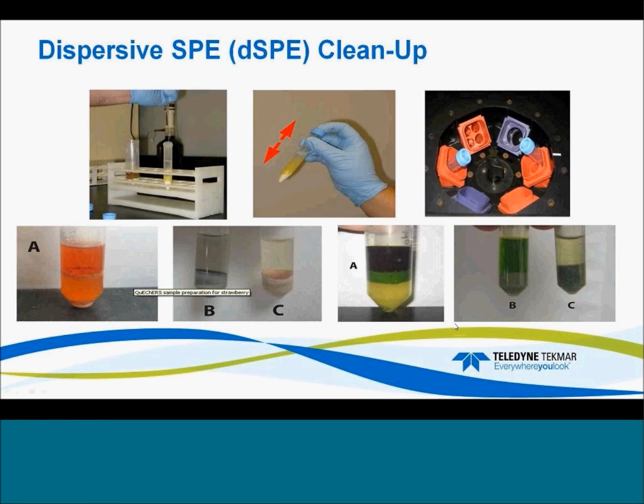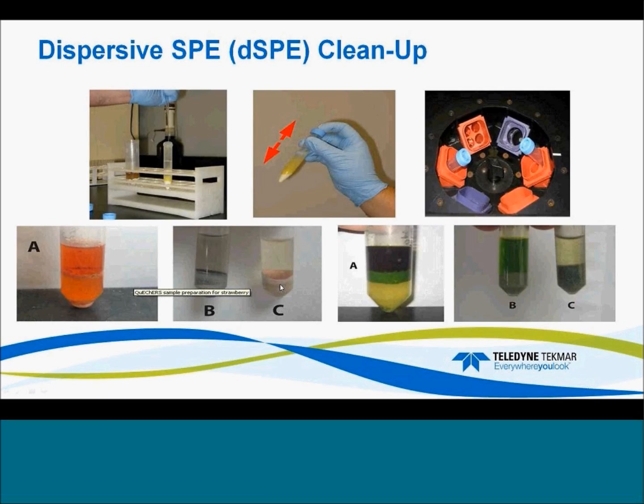Over here, down the bottom part, are 2 different types of commodities. One's a strawberry and one's a spinach. They are taken through 2 different types of cleanups. One cleanup will have PSA, magnesium sulfate, and GCB. The other one will just be magnesium sulfate and PSA. As you can see here, the strawberry really does not need the GCB, which could cause some issues down the road on the analytical side because it's highly selective, so it might have grabbed a few compounds out of the supernatant that you are actually analyzing for.